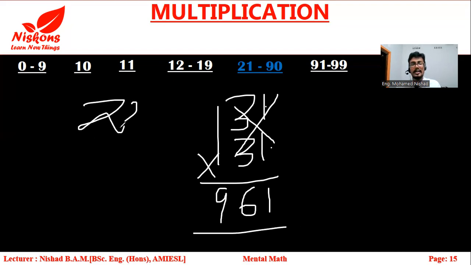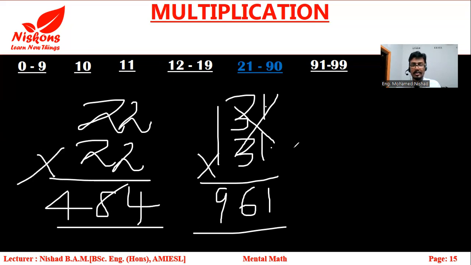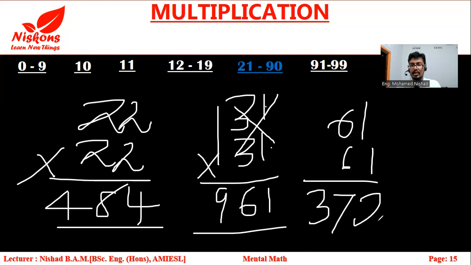Simple. So what will be 22 times 22? What will be the answer? 4, 8. 484. Okay, good. What will be 61 times 61? What will be the answer? 3, 7, 2, 1. Is it correct? I don't know. You can check it. Is this correct or not? Correct, sir. Okay, thank you.